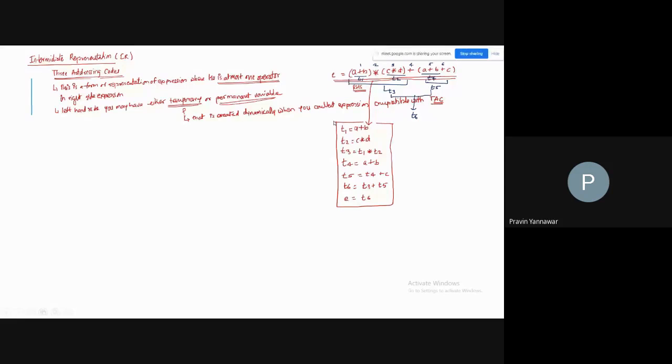In this case, what we have understood is that if this is an expression, we are trying to convert it into this particular representation. If we look closely, you'll find that the right hand side of the expression contains at most only one operator. This is interesting. This is one key pointer.